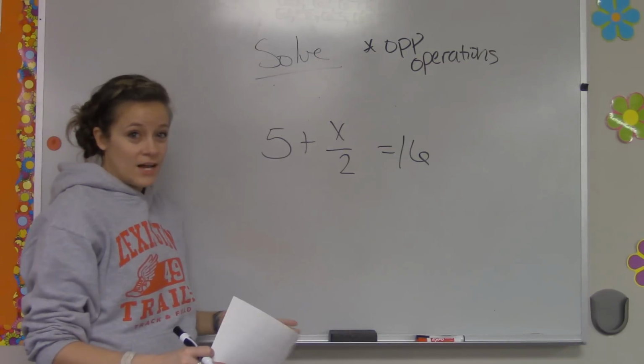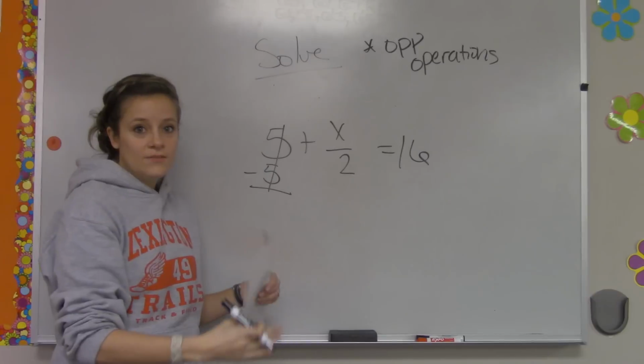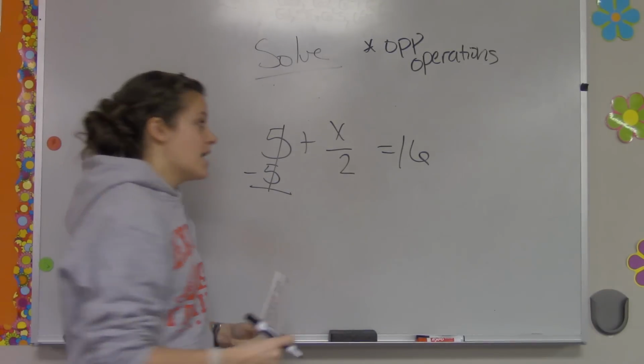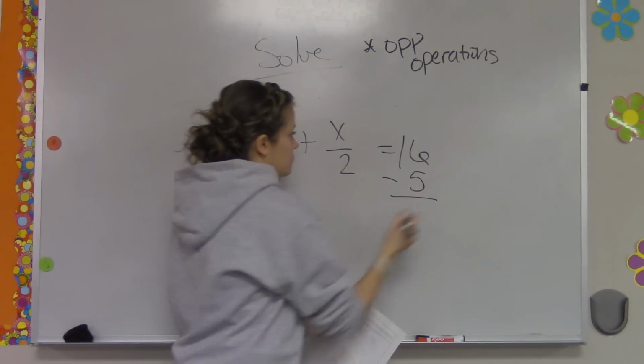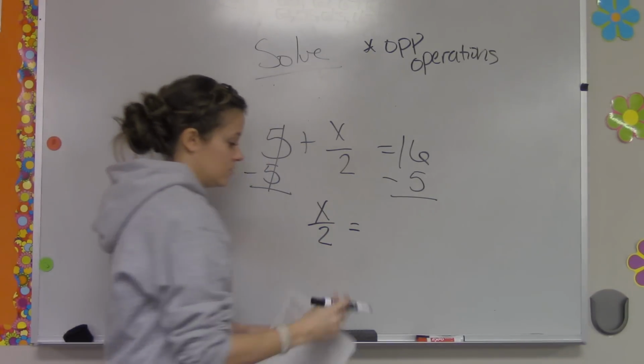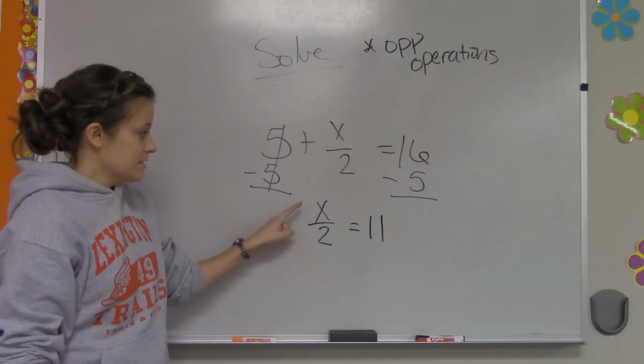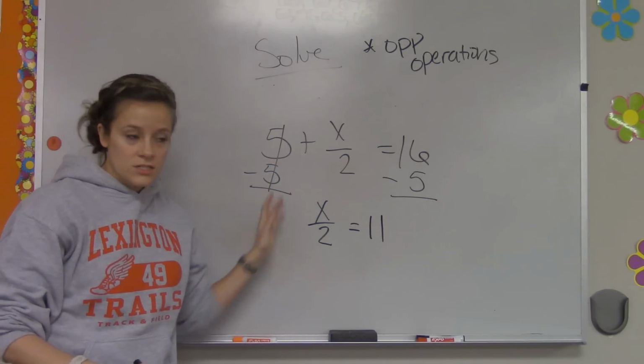This is a positive 5, so to do the opposite, I would subtract the 5 so that there's no longer any 5s over here. Whatever I do to the left, I have to do to the right. Now I'm left with x over 2 equals, and 16 minus 5 is 11. So this is x divided by 2. Remember, fractions are a division problem.